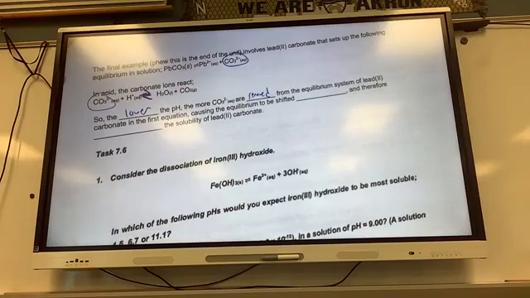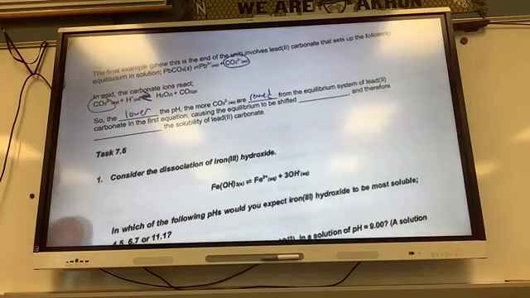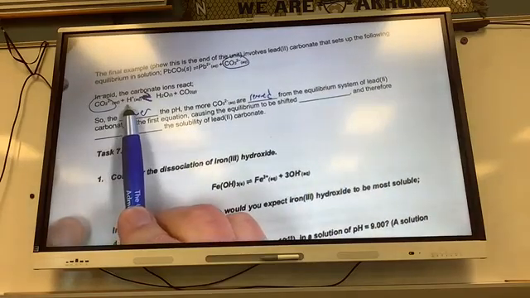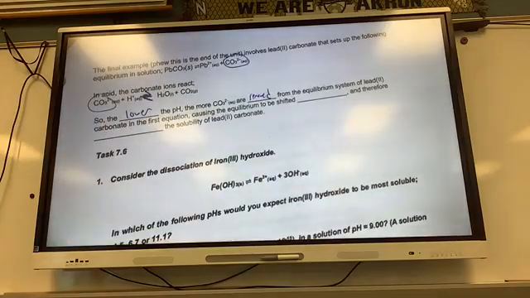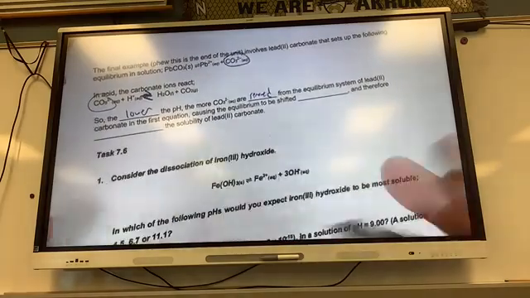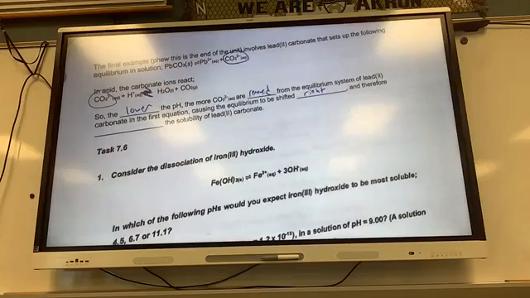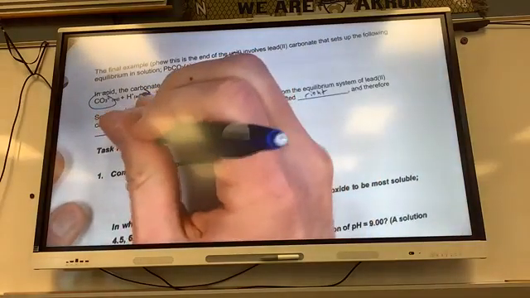Let's think about what we just said here. The lower the pH. If I have a lower pH, it's more what? Acidic. Which means I have more H plus, right? Which means I'm removing more of those. So, in the first equation, causing the equilibrium to be shifted to the right. To the right. And therefore, increasing the solubility of the lead 2 carbonate.